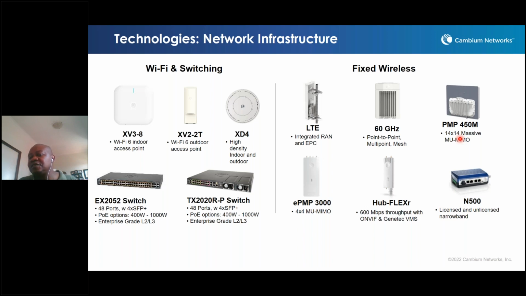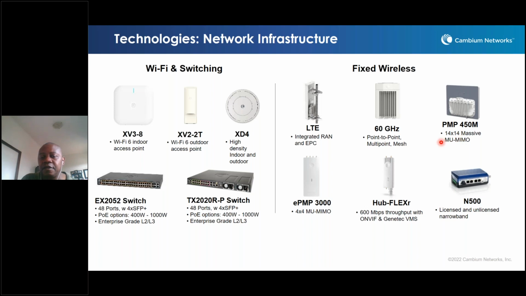And the beauty is, as you load your network, you come closer to hitting the capacity of the 450M, which is 1.2 gig on a 40 megahertz channel. So if you're doing a 20 megahertz channel, you're looking at about 500, 600 meg aggregate shared capacity.